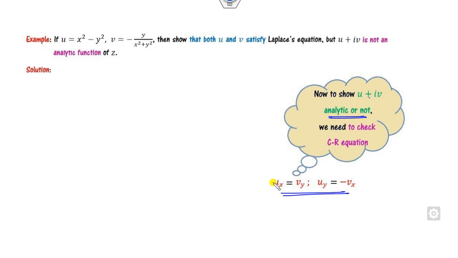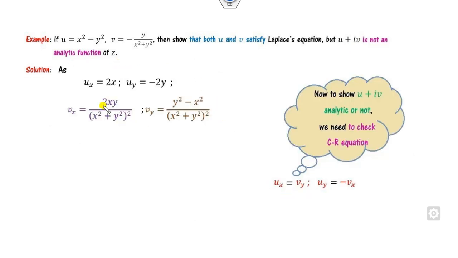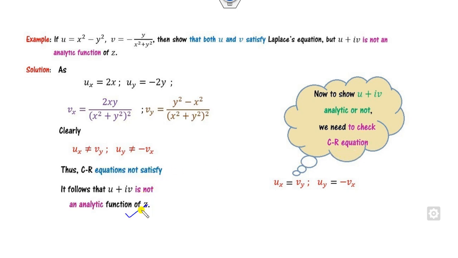Fine. So we have to find the ux, we have to find the vy, and check whether they are equal or not. We already found that this is my ux, this is my vy. Are they equal? They are not the same. So you can clearly say ux and vy are not the same. Therefore they do not satisfy the CR equation. Hence it is not an analytic function. Fine.